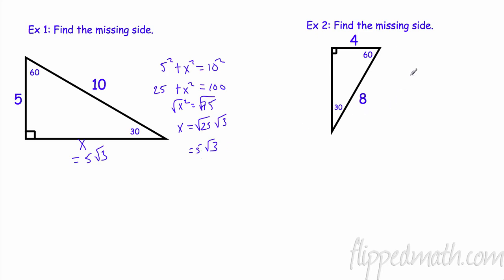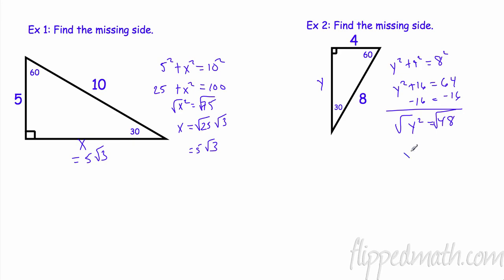All right, let's come over here. Same thing, we'll call this side y. So we have y squared plus 4 squared equals 8 squared. So that's y squared plus 16 equals 64. Subtract 16, so y squared equals 48. Take the square root of that. Again, only going to use the positive or principal root because we have a distance. So that's 16 times 3 is 48, so that's going to be 4 radical 3.